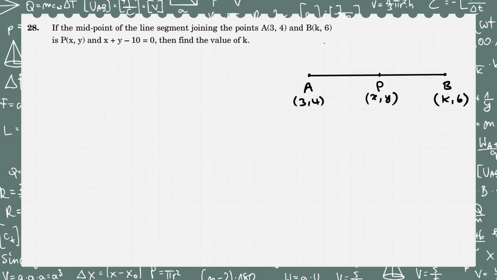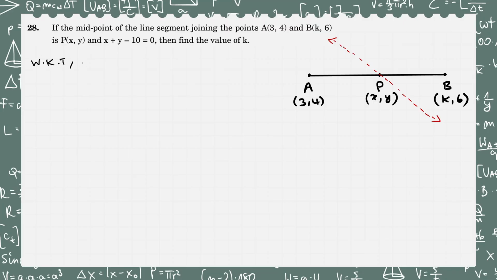If you want to understand that, we can think about this. There is a line x plus y minus 10 which passes through the point P. The point x, y will satisfy the equation of the line. That aspect we are going to use after finding the midpoint. Okay, so let's see how to do this.